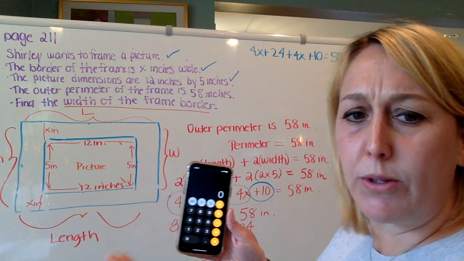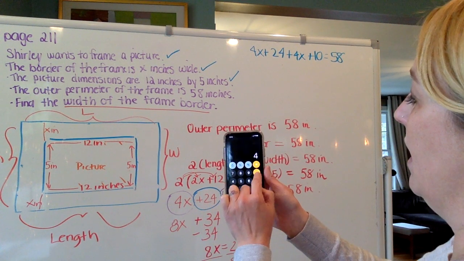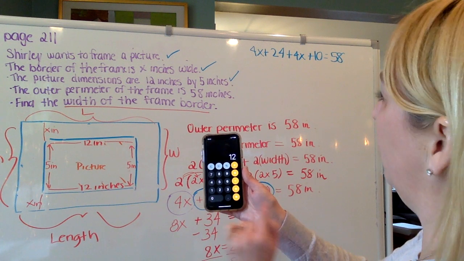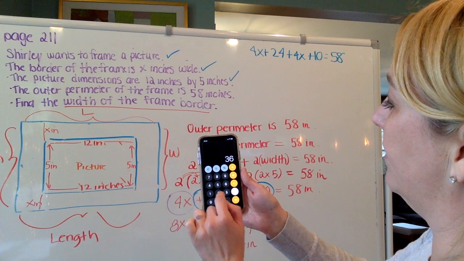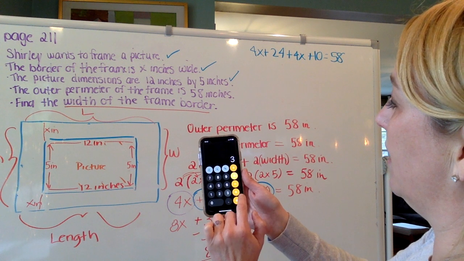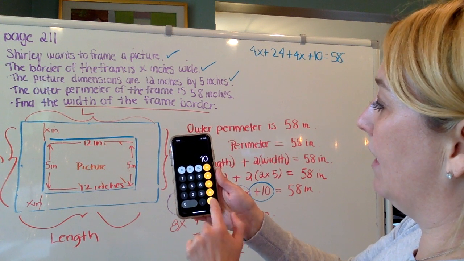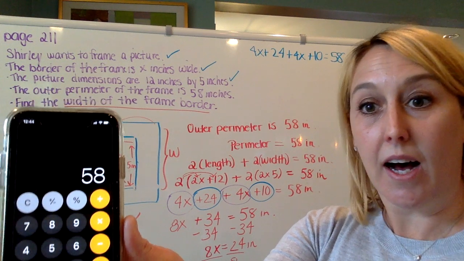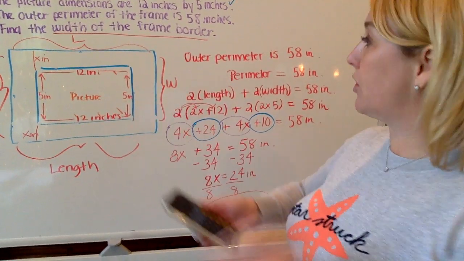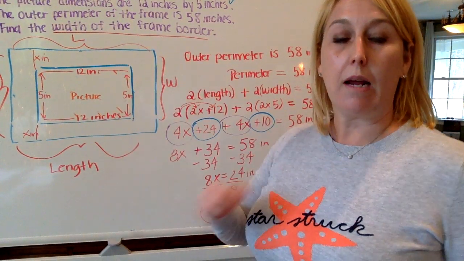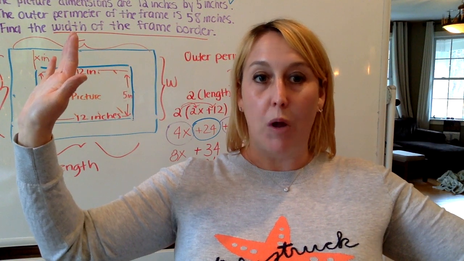So hold on, we're almost there, we're substituting. So I'm going to substitute 3 in for my x value. So 4 times 3 equals 12 plus 24 equals 36 plus 4 times 3 equals 12, which I added that, so plus 48 plus 10 equals 58. Ta-da! We did it correctly. The value for x is 3 inches. That means that the border frame for Shirley's picture is 3 inches wide.